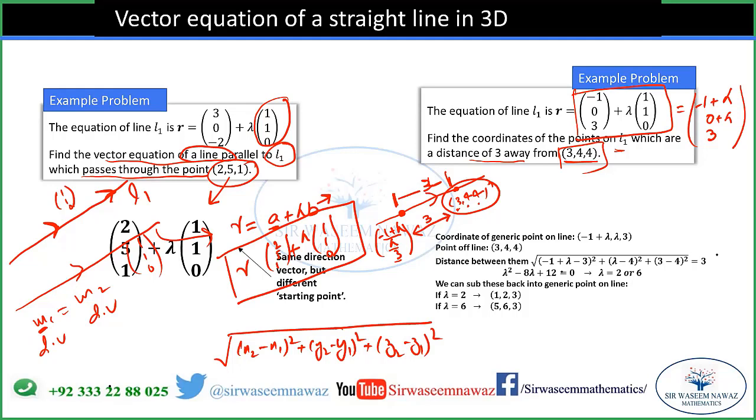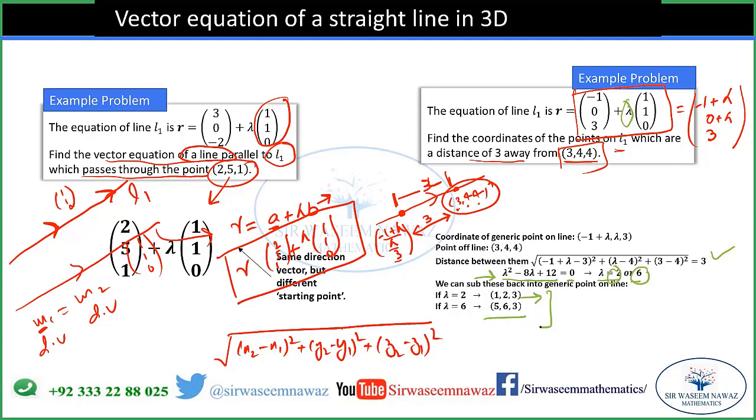So what I have calculated here is equal to 3. By solving this, I got the equation lambda squared minus 8 lambda plus 12 is equal to 0. This is a quadratic equation. I can solve this equation and I find 2 values, 2 and 6. So if I place the value of lambda 2 here in this equation, I get this point 1, 2 and 3. And if I place this 6 here, I get the other point 5, 6, 3. So these are the 2 possible points that are at a distance of 3 from 3, 4 and 4.